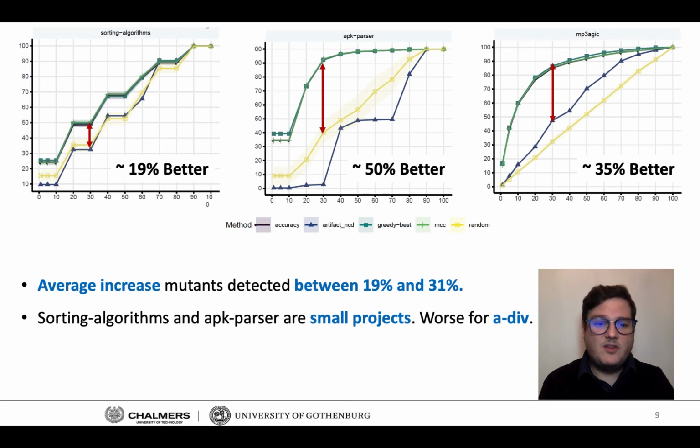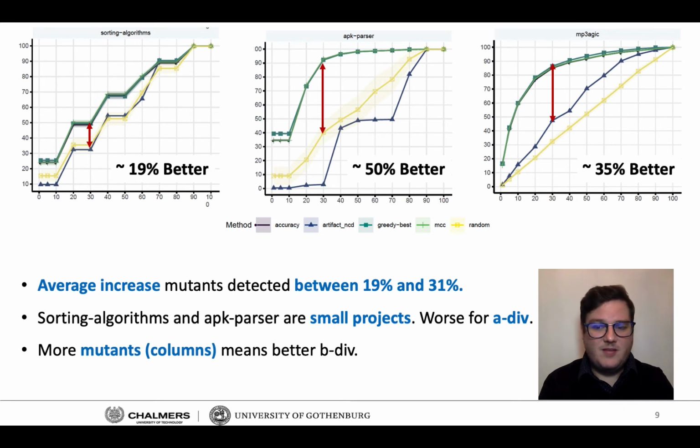However, b-div still performs as good as the greedy approaches for the small projects and the big projects. The distinguishing factor between those two small projects, in this case APK parser and sorting algorithm, is the number of mutants generated for APK parser is much larger than the number of mutants generated by sorting algorithms. Therefore, b-div will have way more columns to be able to capture and extract the different patterns of test behavior that one project has in comparison to the other.